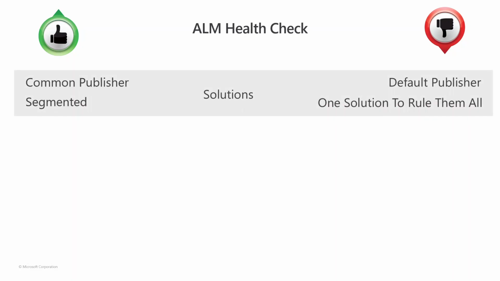So here's some good practices. If you're doing stuff already and you're doing any of this stuff, stop it and implement this. Solutions, good: common publisher, segmented layers. What's bad is just using the default publisher and not using solutions at all. So make sure you're using solutions.